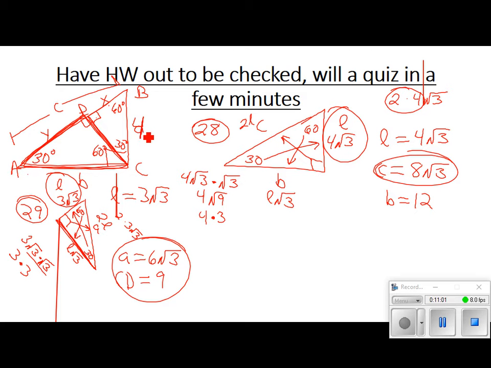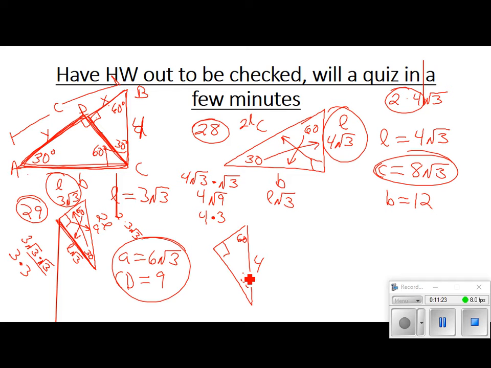Well, we know this side, so if we know that side in the little triangle, can we find the other sides in the little triangle? And then we can find that other stuff. So let's use the little triangle first. That's 90, that's 60, that's 30, this is 4.